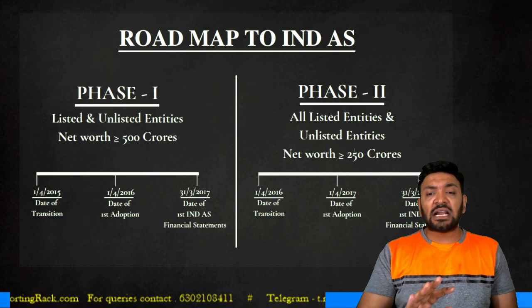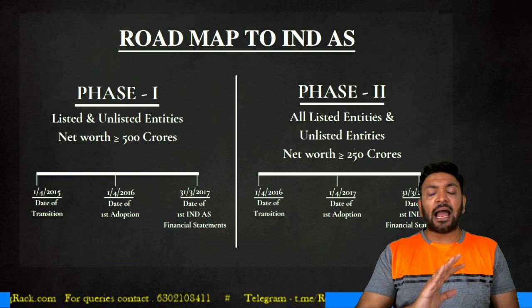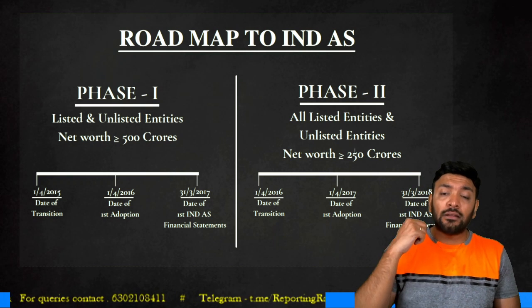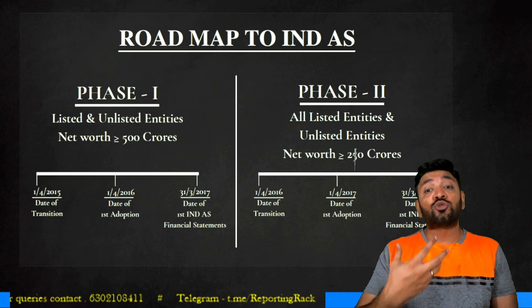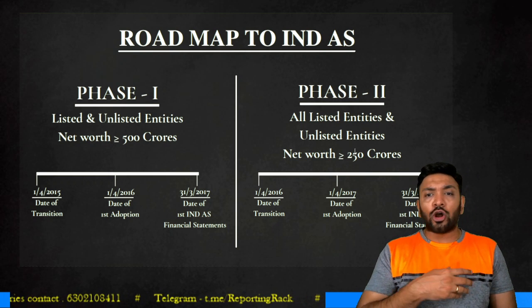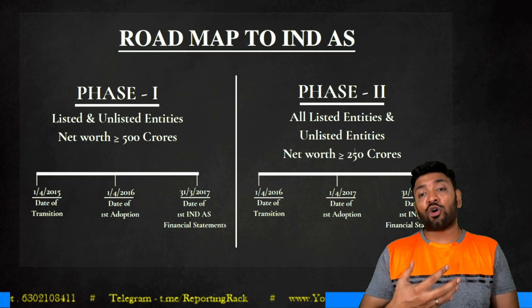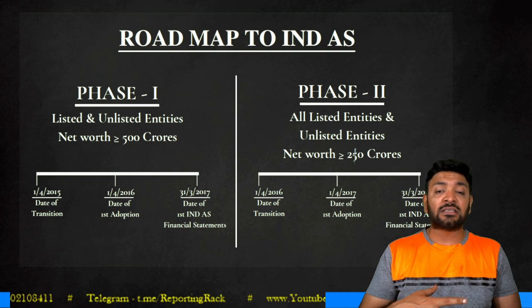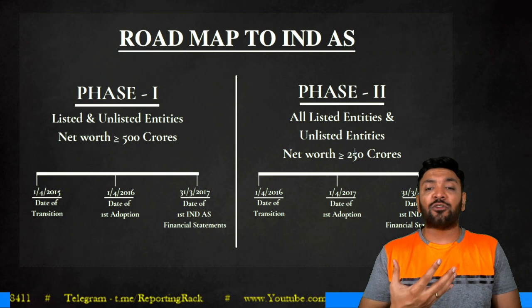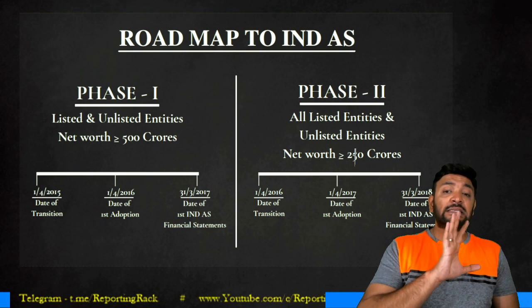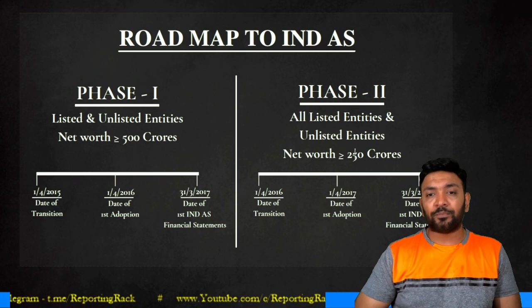I am talking about large enterprises which generally have the best chartered accountants as their auditors, or those auditors who have sufficient resources available to them. You talk about probably the Big Four. They might have already worked on IFRS assignments, or they have sufficient resources for IFRS. Therefore, it would be easier for them to adopt IND AS. Clear? That is the reason why I started phase one from there.